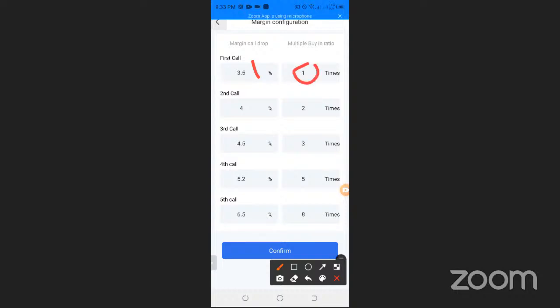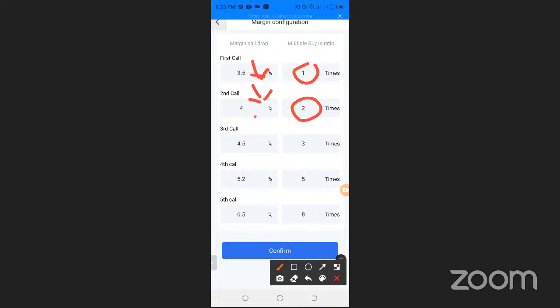When I said if the price falls by 3.5%, buy it 1 time. Remember the initial time we synchronized, the robot has bought the coin at $50. Now the price falls, it will buy another one at $50. So this $50 plus the initial one is $100 already spent. If the price further goes down by 4%, it's going to buy it 2 times, meaning $50 into 2 is $100, plus the $100, meaning you have spent $200 at the second call.